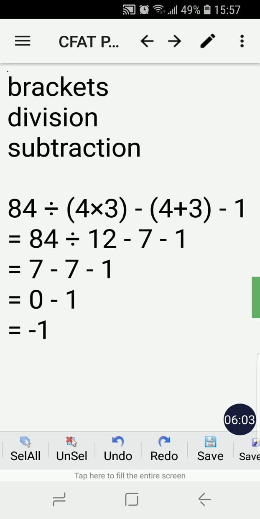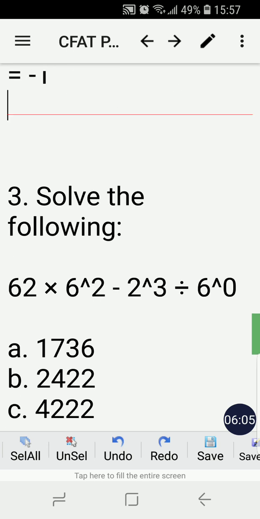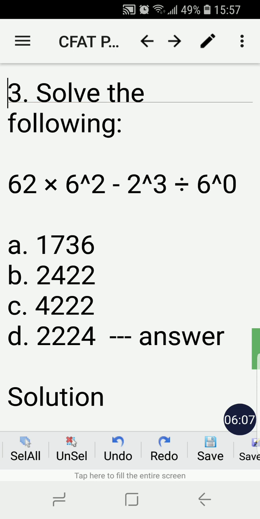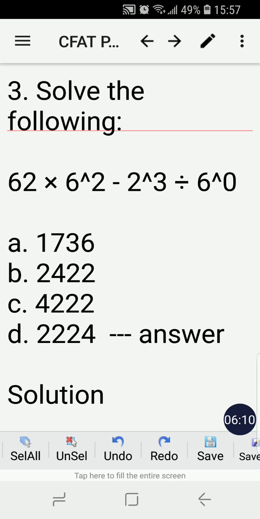Okay, moving on to number 3, the last but not the least of the questions today. Solve the following: 62 times 6 to the power of 2 minus 2 to the power of 3 divided by 6 to the power of 0. So here are your choices, and the correct answer is letter D. Solution.